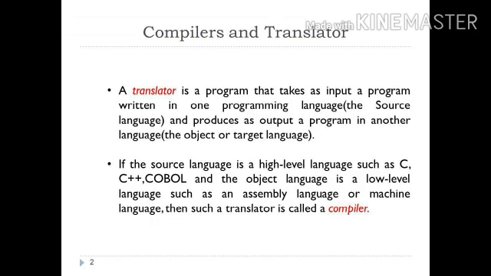A translator is a program that takes as input a program written in one programming language and produces as output a program in another language. The input program is called the source language, and the output program is called the object language or target language. If the source language is a high level language such as C, C++, COBOL, and the object language is a low level language such as an assembly language or machine language, then such a translator is called a compiler.